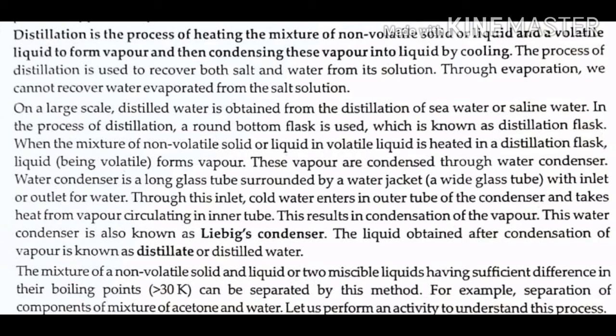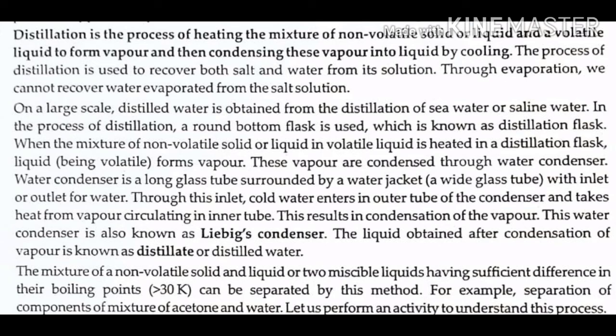In the process of distillation, a round bottom flask is used, which is known as a distillation flask. When the mixture of a non-volatile solid or liquid in a volatile liquid is heated in a distillation flask, the liquid forms vapor. These vapors are condensed through a water condenser. A water condenser is a long glass tube surrounded by a water jacket with an inlet and outlet for water.